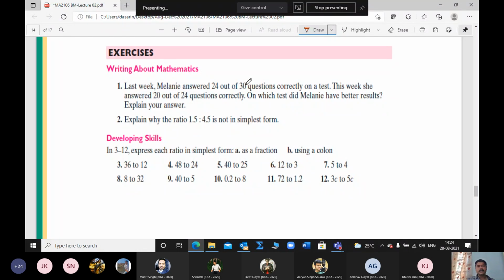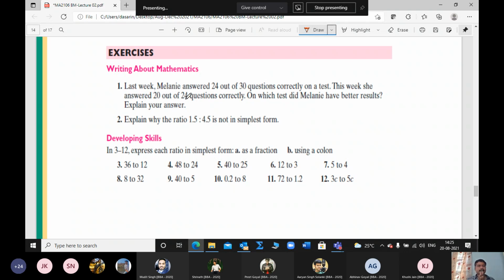So now the question is, on which test did Melina have the better result? On which test did Melina perform better? In the first test, the correct answers were 24 out of 30. If you want to see this result in terms of the ratio, it is 24 divided by 30. In the second test, it is 20 divided by 24.